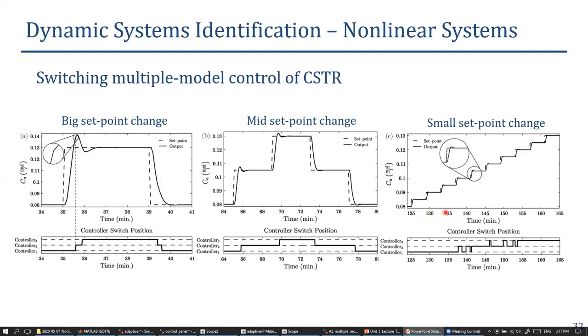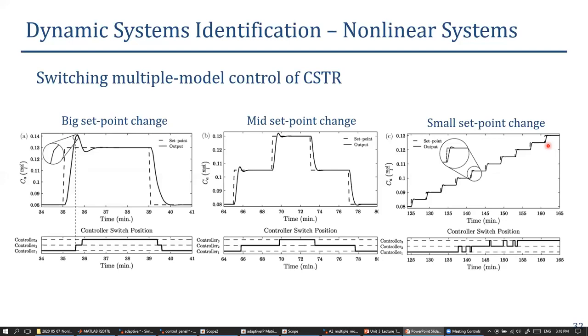But if we limit ourselves to one operating region, we can identify a linear model at that particular point. That linear model represents the system well at this operating point, but it is wrong elsewhere. So the idea is that we can divide the operating region into different sub-operating regions, and then we try to find a model for each small operating region. And then we end up with many different models.